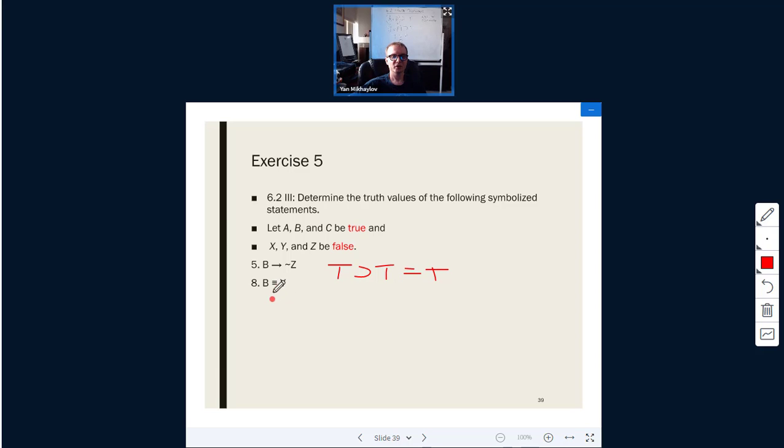And here we just have this identity. B is true and Y is false. It's only true when both of them are either true or false, so the whole thing is false. So true and false. Great.